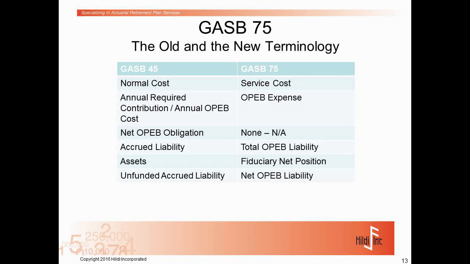The next slide, I've just mapped them for you as I've already talked about. So you won't refer to normal cost anymore. You'll be talking about a service cost. There's no more ARC anymore, and that was confusing anyway because there was nothing required about it. So they've gotten rid of that. We'll just talk about an OPEB expense now.